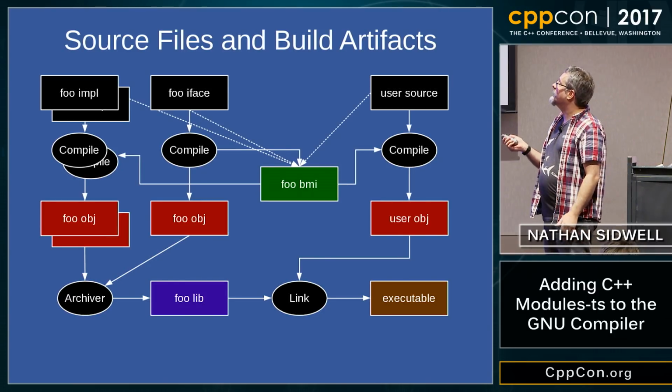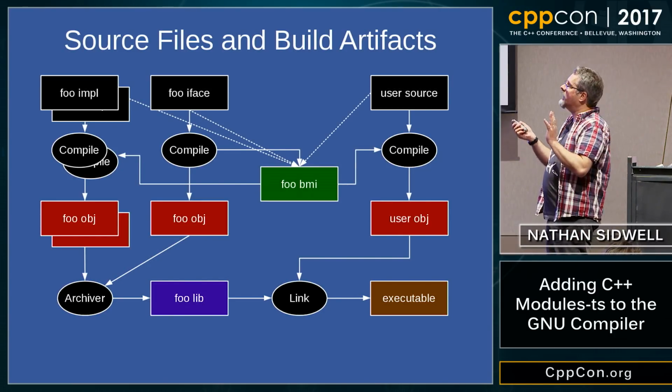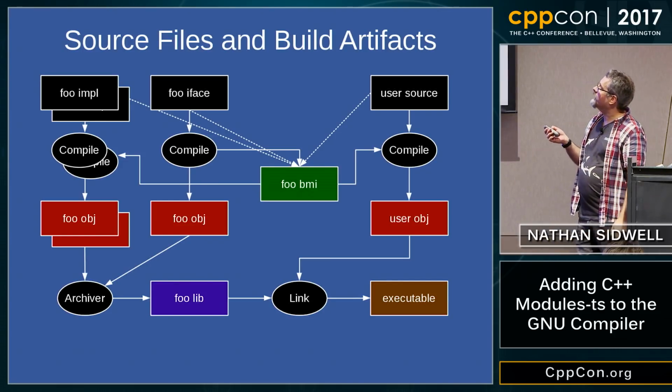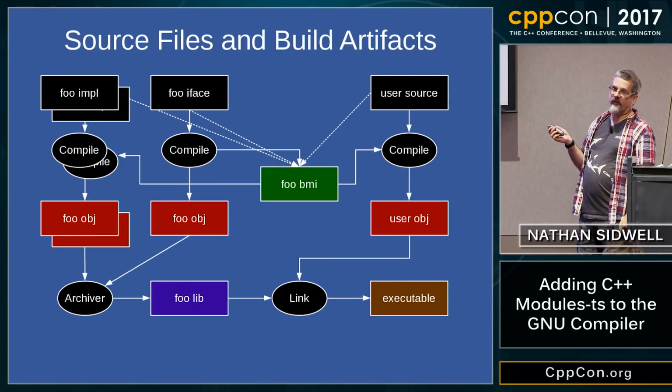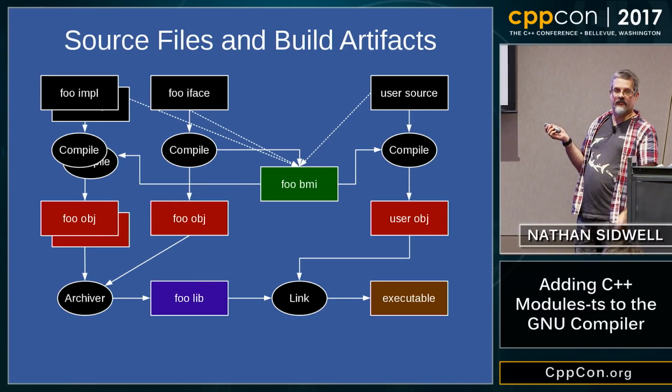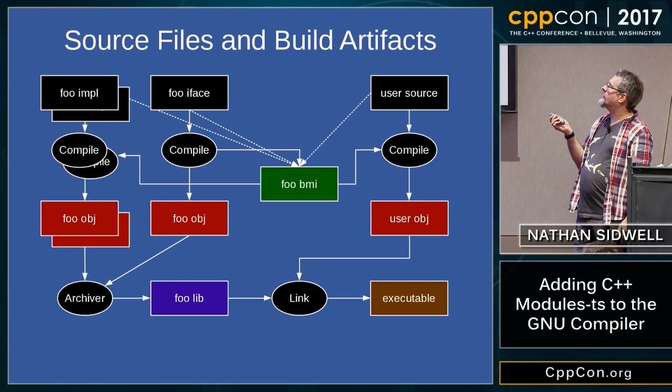We end up with this new thing called a binary module interface. So that's some artifact of compiling this interface. Not only do I get an object file, I now get this other artifact that's new, and that's incorporated into the compilations of the things that do the importing or the things that do the implementing.